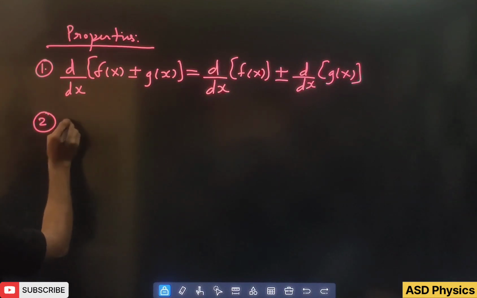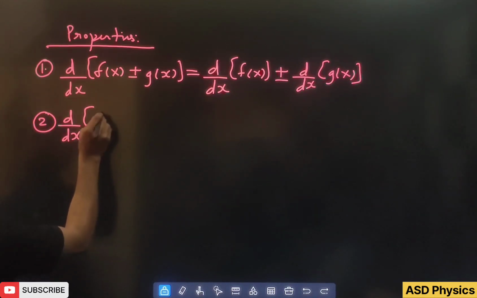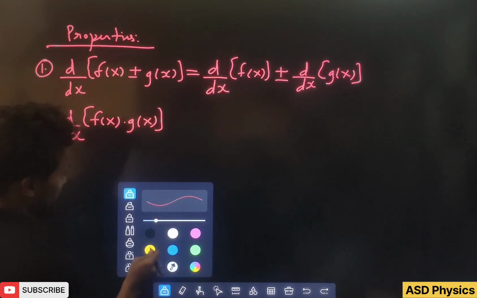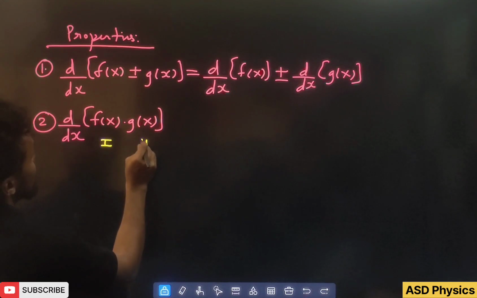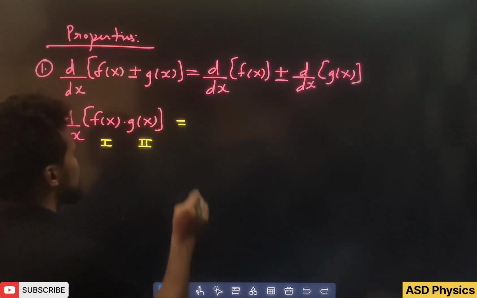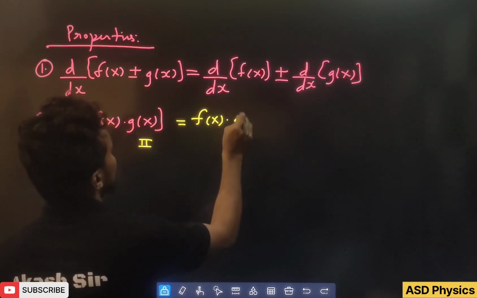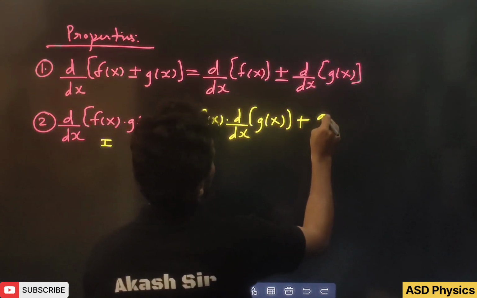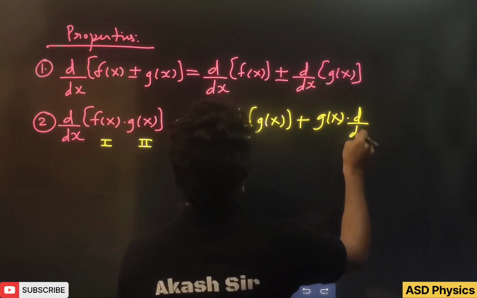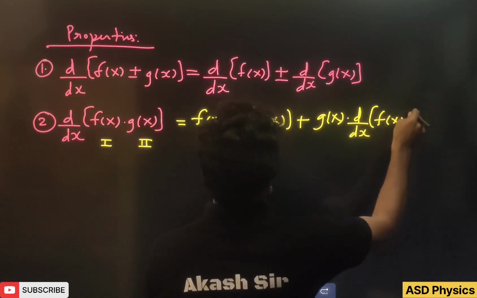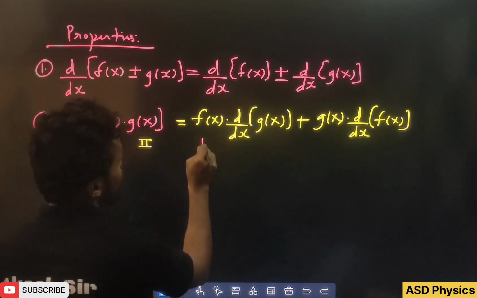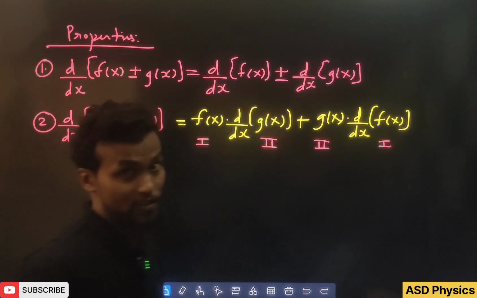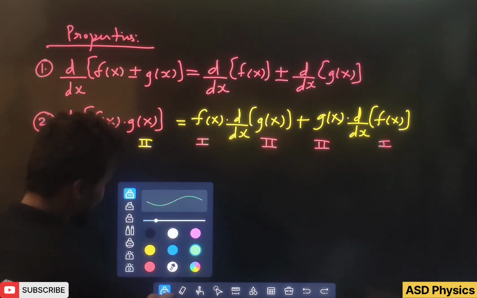And the next one is very, very important. If d by dx of two functions, let's take f(x) into g(x), is given, this will be the first function and this will be the second function. So what we can write here, students: first function, that means f(x), into differentiation of the second function g(x), plus second function into differentiation of the first function. So the first function into differentiation of the second function, plus the second function into differentiation of the first function.